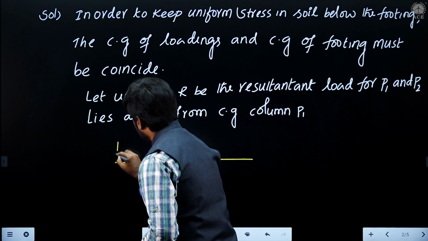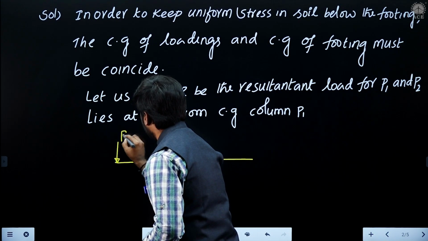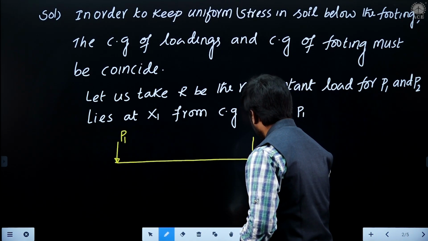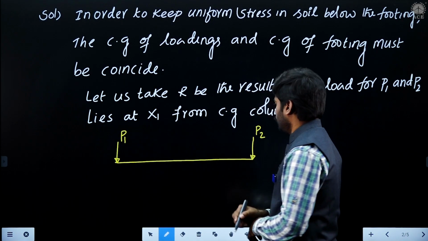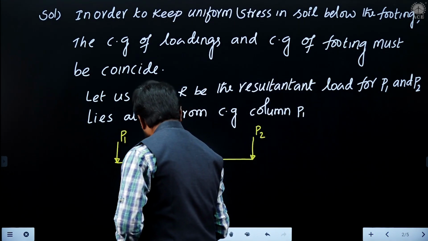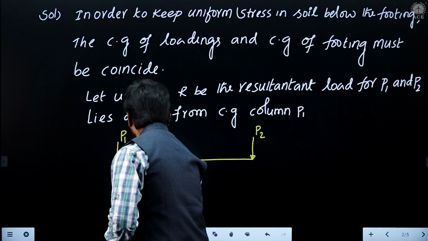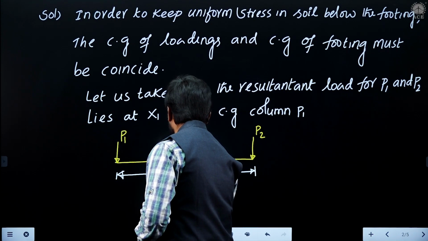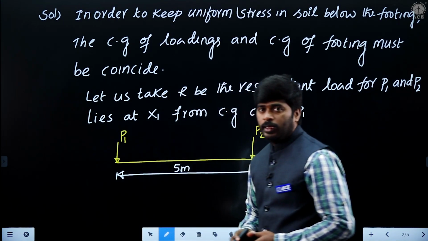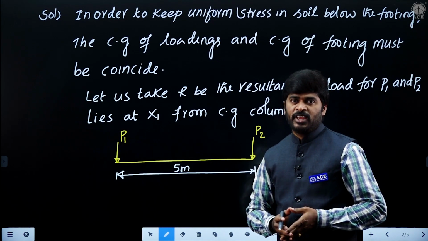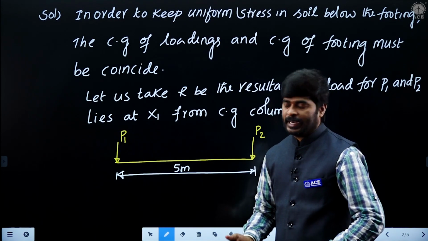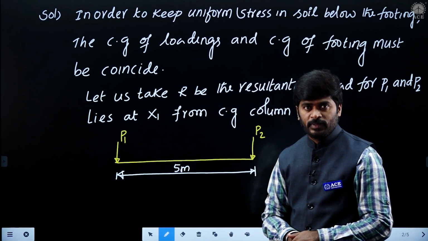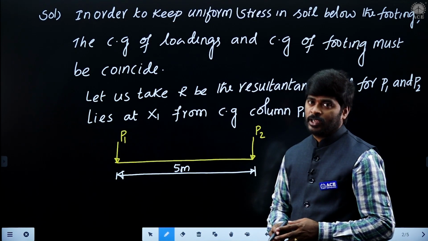Here is one column load. Let us name it P1. Here is another column load. Let us name it P2. In between the distance, it is 5 meters. Here, P1 and P2 are not equal. If P1 and P2 are equal, we can say directly CG will be exactly at the center of this distance, right? But P1 and P2 are not equal.